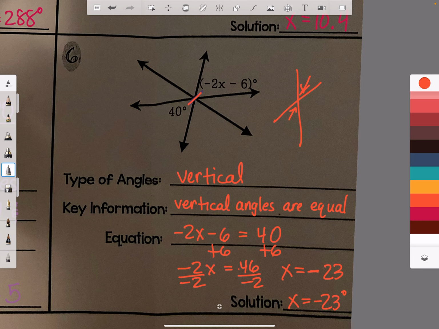Now it seems weird to have a negative degrees, but if we plug that back up in here into our problem, we can see that it will work. So if we take negative 2 times a negative 23 minus 6, a negative times a negative is a positive. 2 times 23 is 46. 46 minus 6 equals 40. And are they the same? Yes, they're the same. And there you have it.